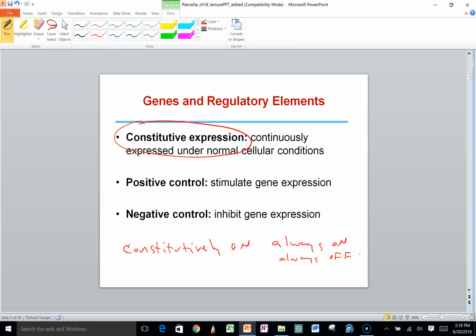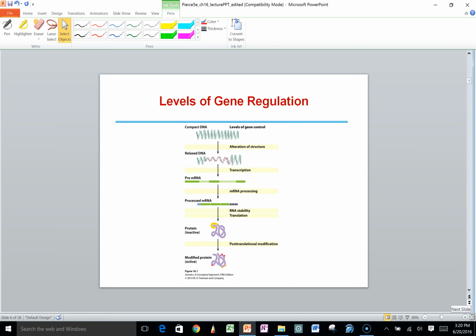And then we're going to talk about how genes are regulated. Some genes start out off and then something turns them on. And then there are other genes that are on naturally, but there's something that turns them off. So positive control means something is turning this gene on, and negative control is something that turns the gene off. And we'll come back to that a little bit.